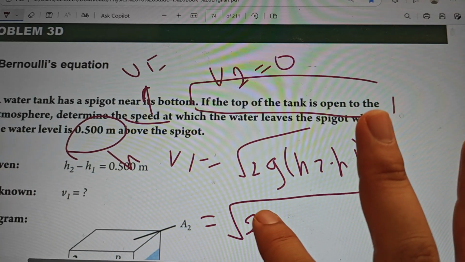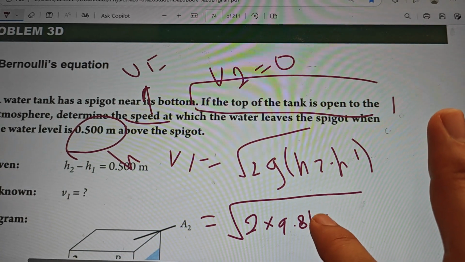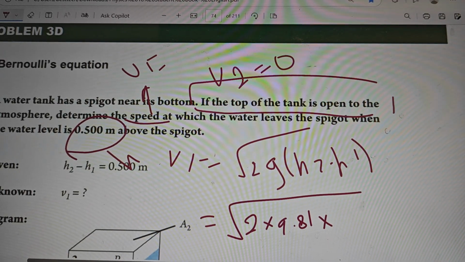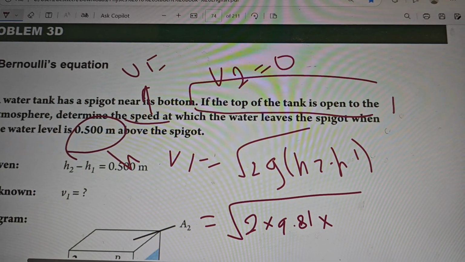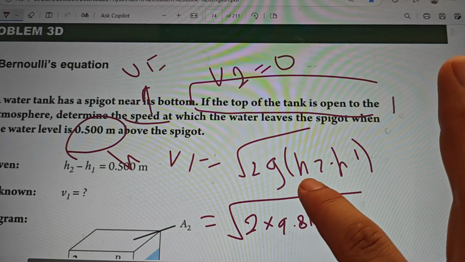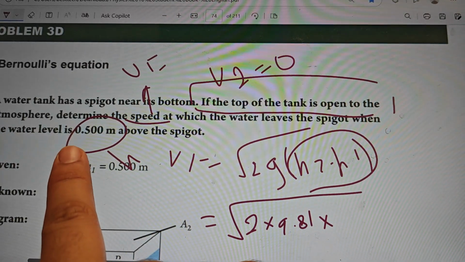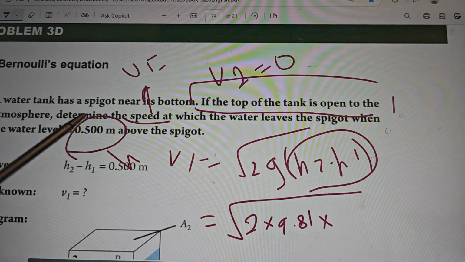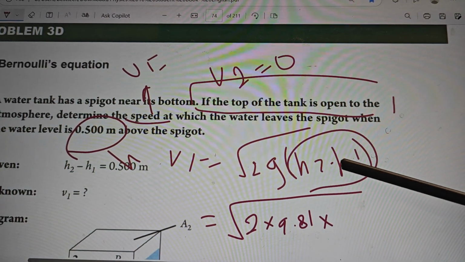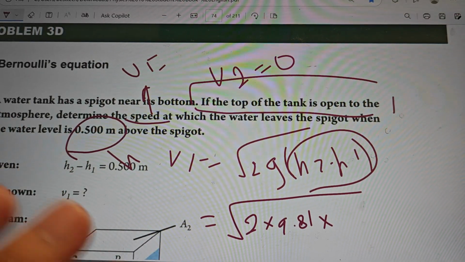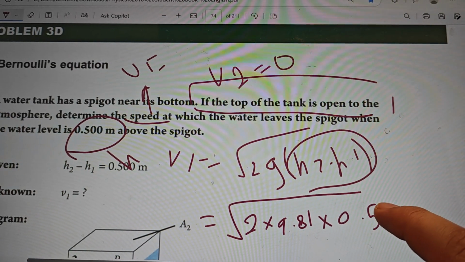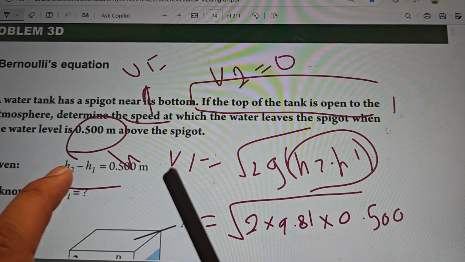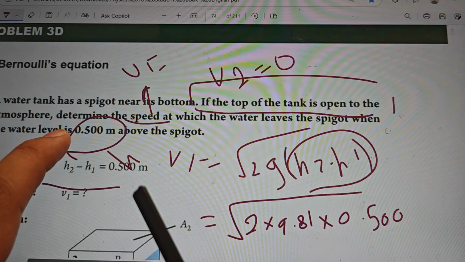So 2 times 9.81 times, so students, instead of writing h2 minus h1 immediately, this answer is 0.500. Instead of h2 minus h1, immediately write 0.500, because we only have this height. So h2 minus h1, both of them is 0.500.